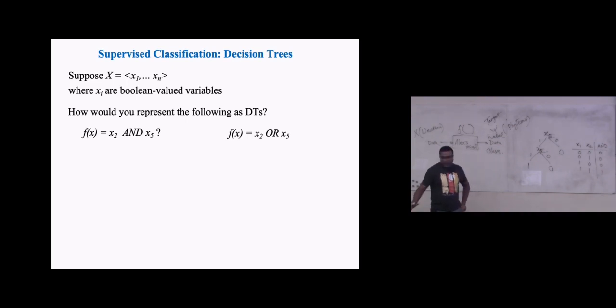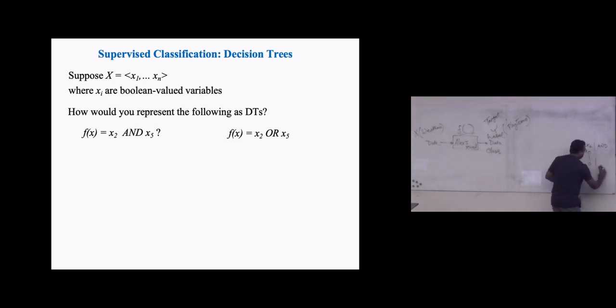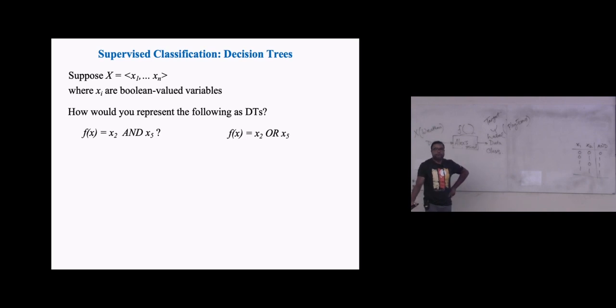What is going to be an OR tree? So in case of OR, this is like 0, 1, 1, 1. Then what should the tree look like? Yes. Basically it looks the same, except for flipping the ones and zeros.